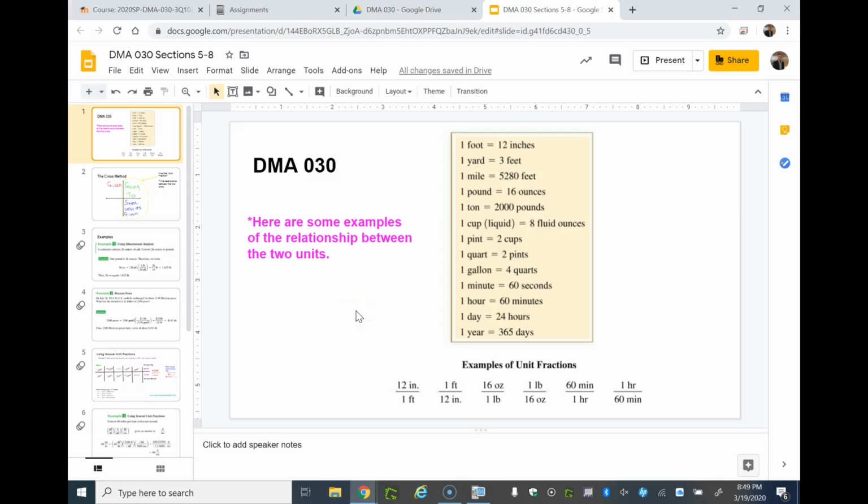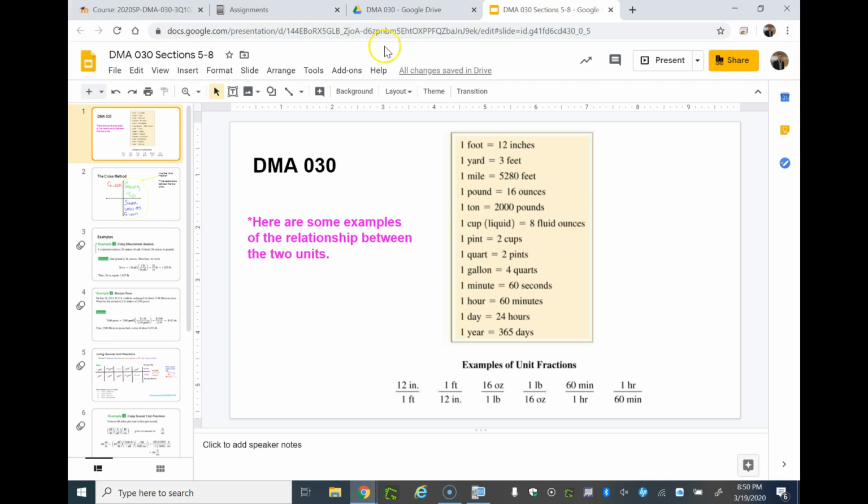So the next section I'm going to discuss is DMA 30, and this is actually going to be sections 5 through 8. Sections 5 through 8 actually run together. There's a lot of the same material that's going to help you with each of those sections. So I'm just going to lump them all together and explain how this one video clip, these slides, along with my examples on MathClass Plus, are going to help you with all four sections. So let's go ahead and get started.